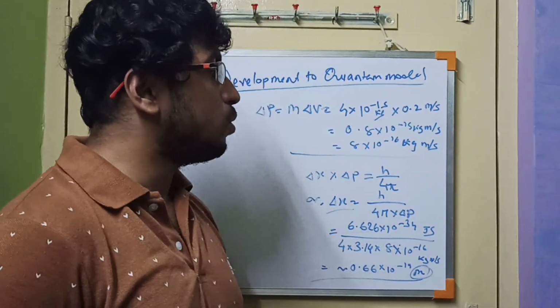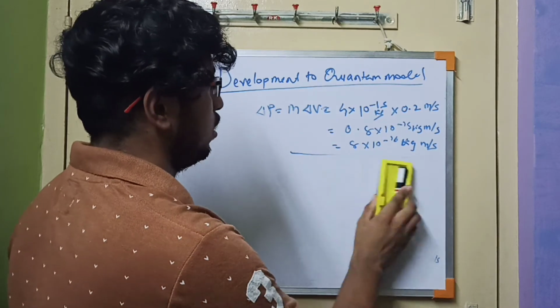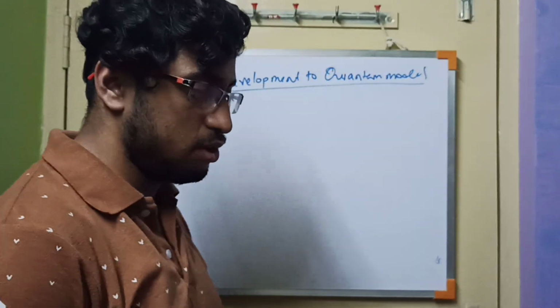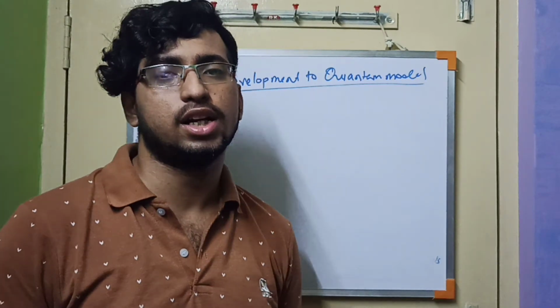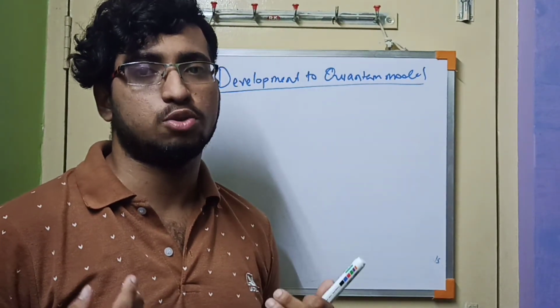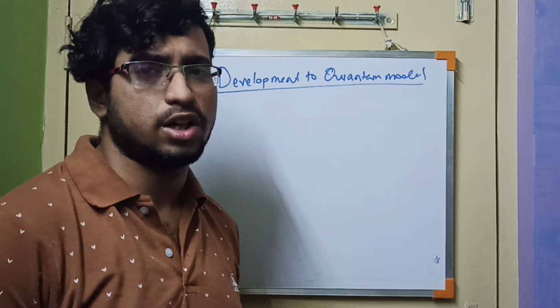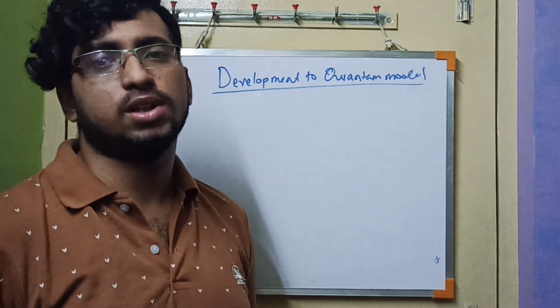So this was all about our class. We are basically in a developmental stage of the atomic models. In the later class we will learn about Schrodinger's wave equation and various other structures of orbitals.